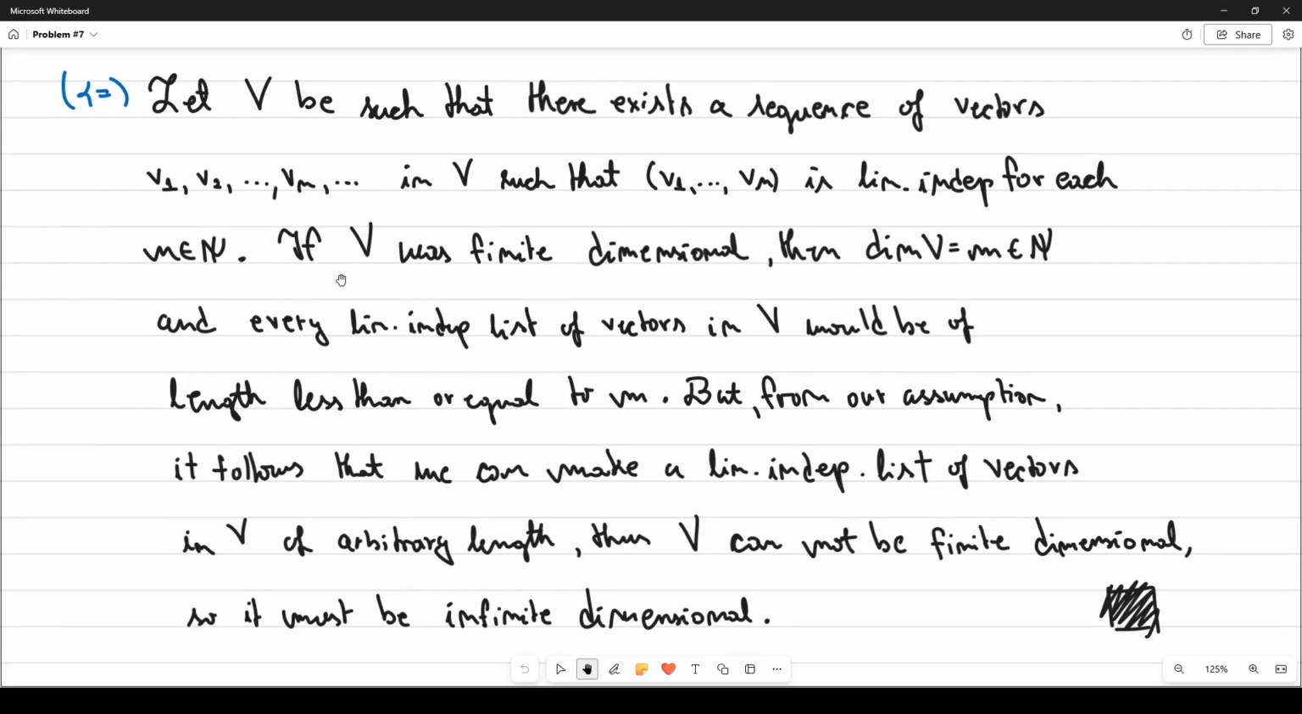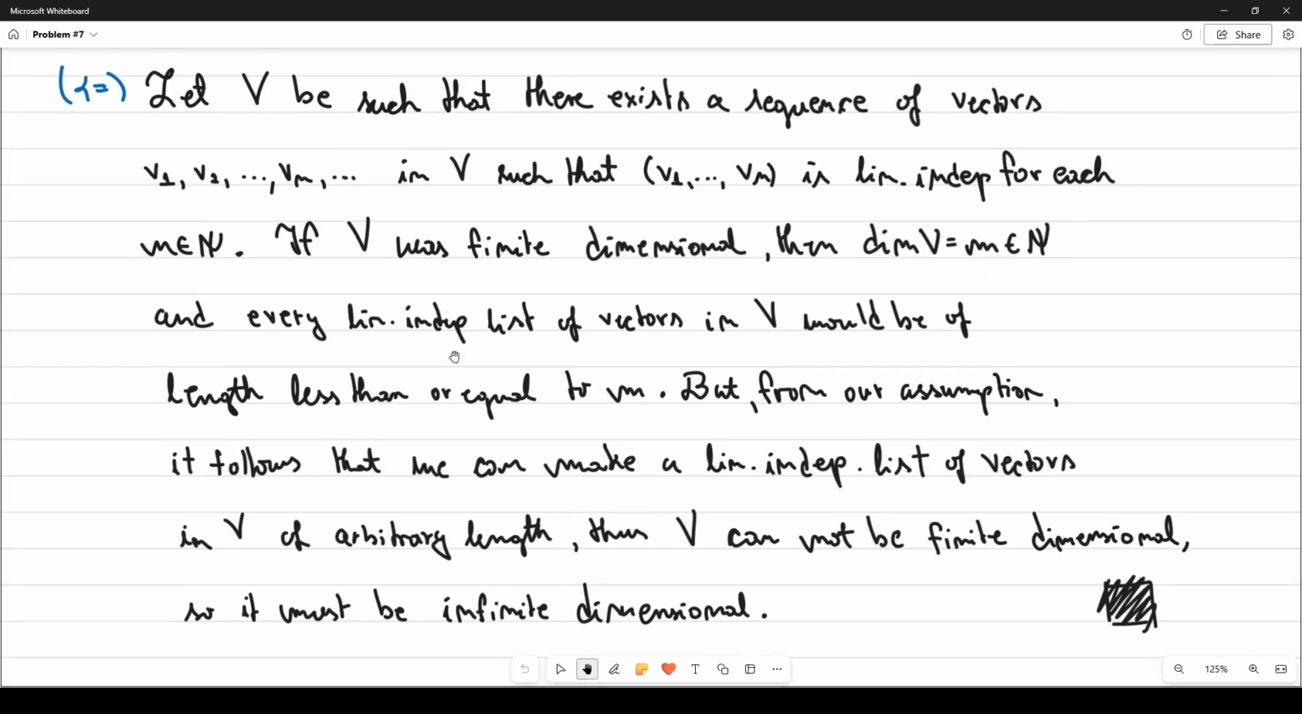And now, if V was finite dimensional, then, for example, the dimension of V would be equal to some m, which would be either 0 or some positive integer. And every linearly independent list of vectors in V would be of length less than or equal to m. But from our assumption, it follows that we can make a linearly independent list of vectors in V of arbitrary length. So whatever m the dimension of V was, we could make a list that is like m plus 1 or m plus 2 and so on.